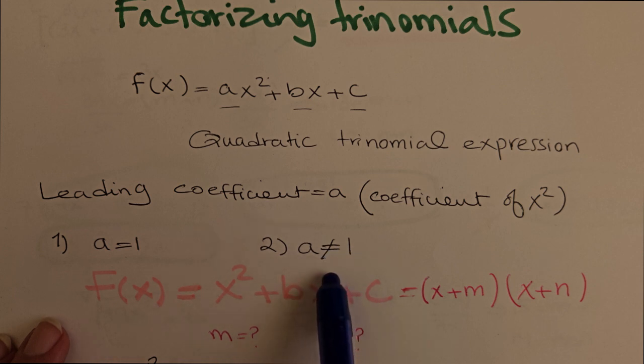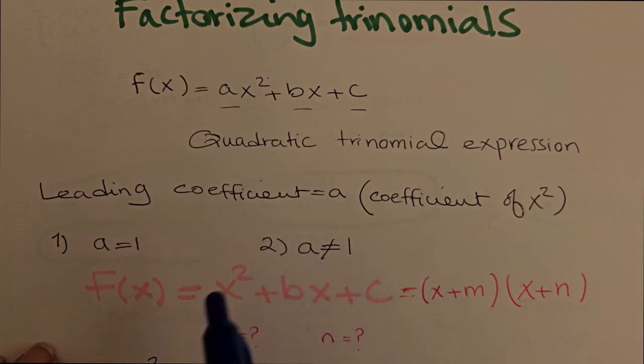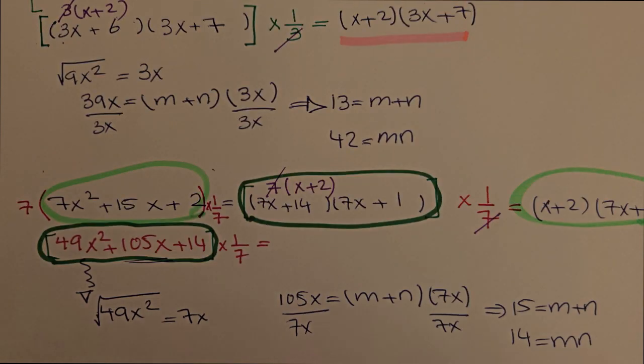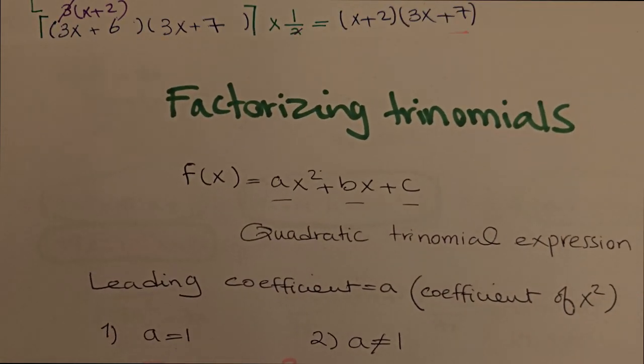But if a is not equal to 1, then we come across two different situations. When the leading factor is a perfect square, or in other words, the term which has x squared is a perfect square, or when it is not a perfect square, and then you have to make some adjustments.